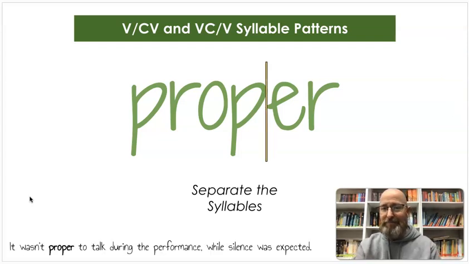Oh, I did it again. Where do we draw the line? After the consonant, that's correct. Making another closed syllable in the front. It wasn't proper to talk during the performance, while silence was expected.